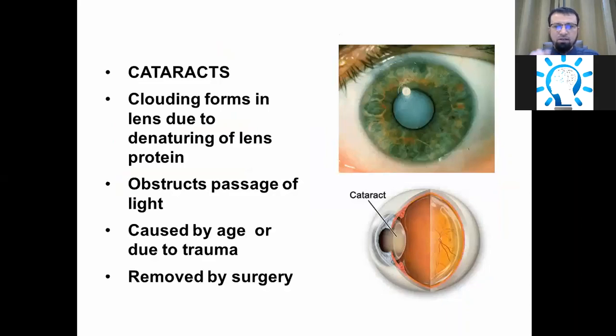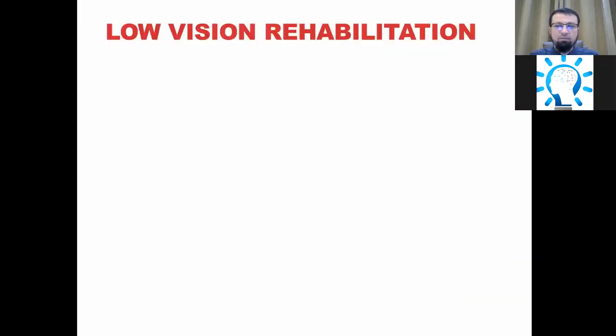Cataract is because of the white material, the whitening which happens on the lens, and it makes people unable to see. Clouding forms in the lens due to denaturing of lens protein, and this requires surgery for the patient, and they replace the lens for the patient to be able to see again. But the previous one is irreversible.